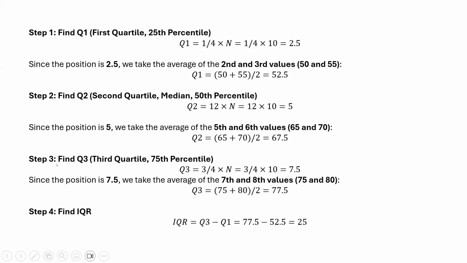Now let's calculate the third quartile. Similarly, 3 by 4th multiplied by n gives you position 7.5, so the seventh and eighth values. We'll take the average, and we'll have 77.5. For IQR, you all know, it's the difference between Q3 and Q1. That is the difference of 77.5 minus 52.5, which is 25. Any questions so far, guys?